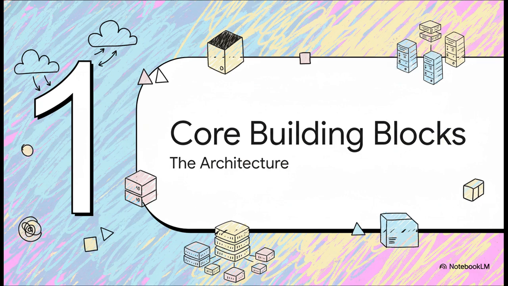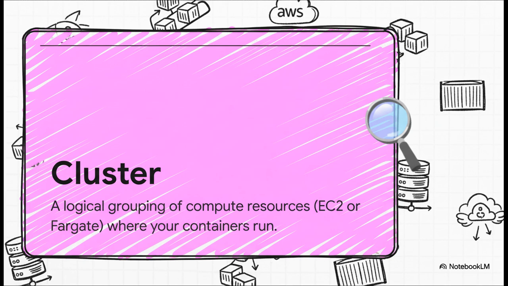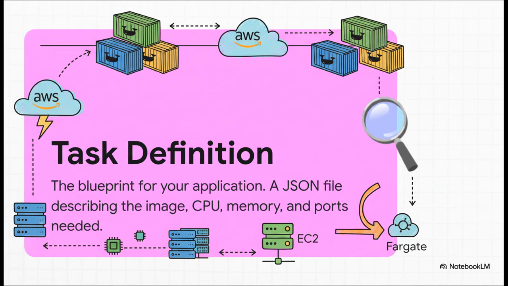So how does this thing actually work under the hood? To really get a handle on ECS, you've got to understand its 4 core components. So let's break down the architecture, piece by piece. Okay, everything, and I mean everything, in ECS starts with a cluster. Just think of this as your stage or your playground. It's simply a logical pool of computing power where all your containers are going to live and run. And that pool can be made of virtual servers you manage yourself, or it can be totally serverless, which is pretty cool.